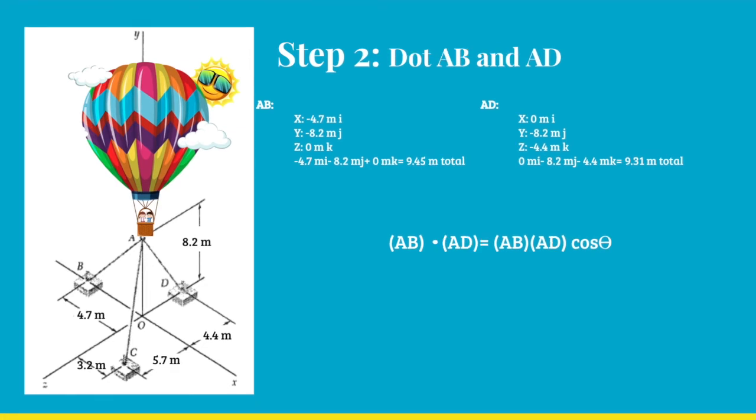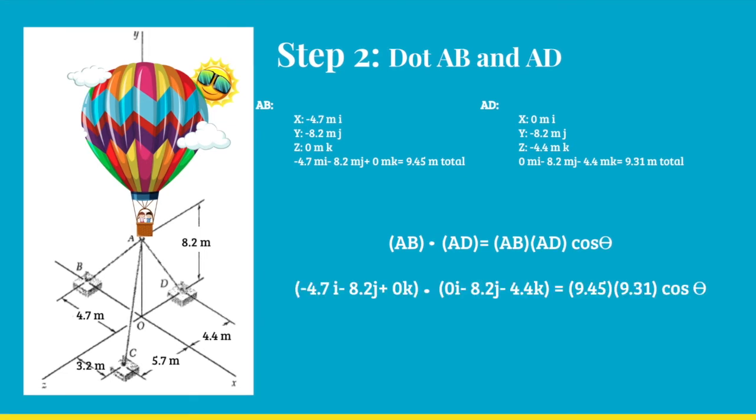Cables AB and AD, I brought over their rectangular component equations so that we can easily see all of the information at once. I also added the equation for the dot product. The equation is AB dot AD equals AB times AD cosine theta. On the left of the equal sign, we will use our components for each cable, and on the right, we will use our total cable values. Knowing this, we can substitute our values into the dot product equation in order to determine the angle formed.